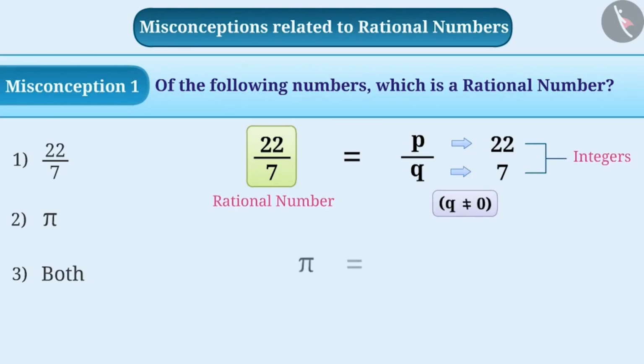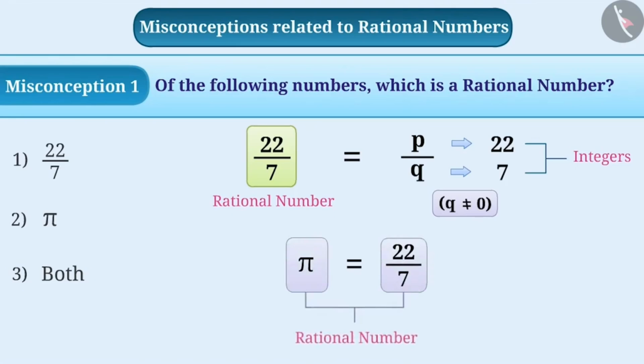Some students understand that the value of pi is 22 by 7. Since 22 by 7 is a rational number, therefore they consider pi as a rational number. They think that both forms are correct. As a result, they choose option 3. But this is an incorrect answer.